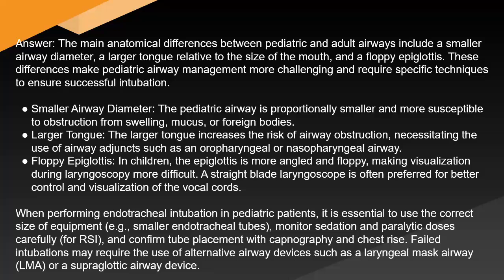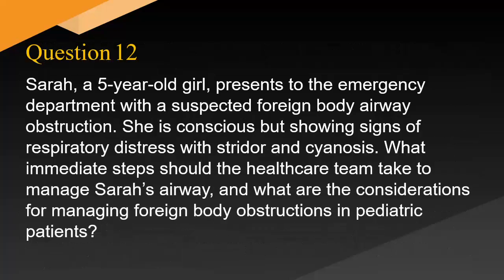When performing endotracheal intubation in pediatric patients, it is essential to use the correct size of equipment, e.g., smaller endotracheal tubes. Monitor sedation and paralytic doses carefully for RSI and confirm tube placement with capnography and chest rise. Failed intubations may require the use of alternative airway devices such as a laryngeal mask airway, LMA, or a supraglottic airway device. Sarah, a 5-year-old girl, presents to the emergency department with a suspected foreign body airway obstruction.